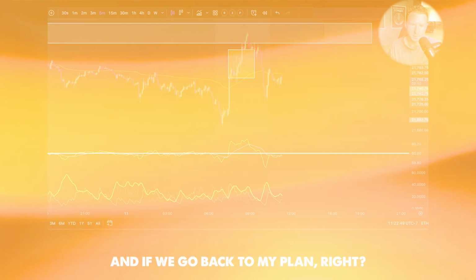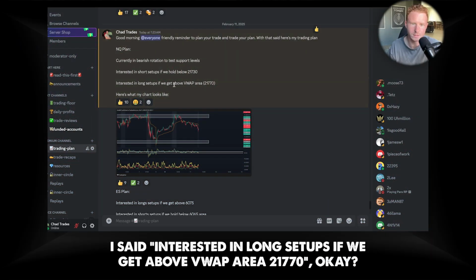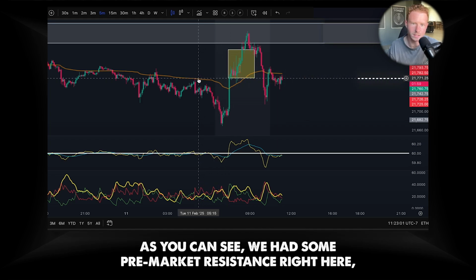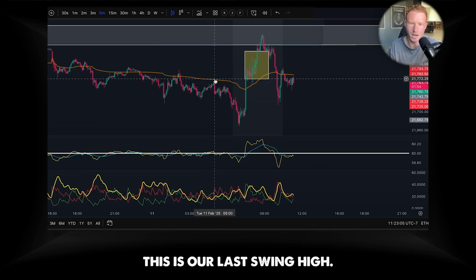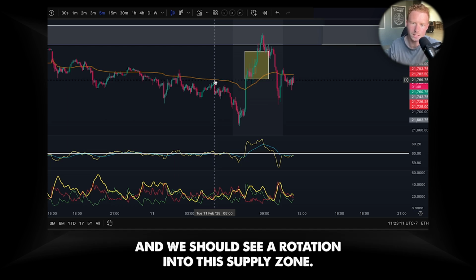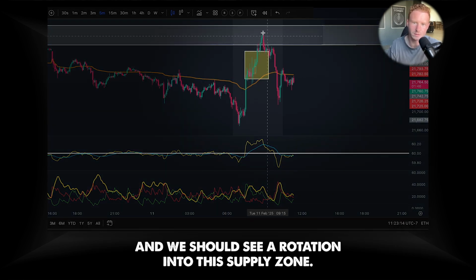And if we go back to my plan, right, I said interested in long setups if we get above VWAP area 21,770. Okay, so 21,770 was right here in this area. As you can see, we had some pre-market resistance right here. This is our last swing high. So I figured if we break above this level, that tells me the trend is switching and we should see a rotation into this supply zone.